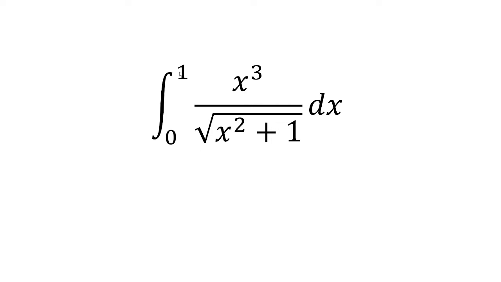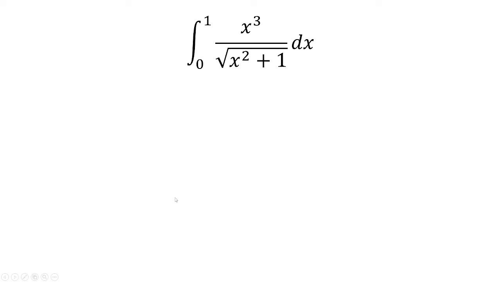In this video, we want to find the integral from 0 to 1 of x cubed over the square root of x squared plus 1 dx. We're going to solve this using two different methods. The first method, we're going to use integration by parts. So I'm going to ignore the limits first, and I'm going to find the indefinite integral.